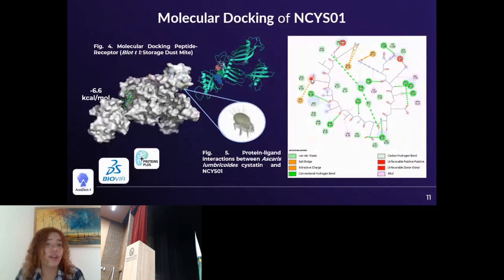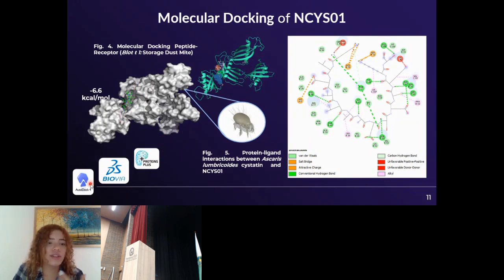Additionally, we did the molecular docking. Like I said before, we used the cysteine proteases of environmental allergens, and results show better results when it came to the allergen Blo t 1, which is from the storage dust mite. It had a binding energy of around minus 6.6 kilocalories per mole. We also wanted to see if this affinity was through a recognizable binding pocket, and for that we used Protein Plus.